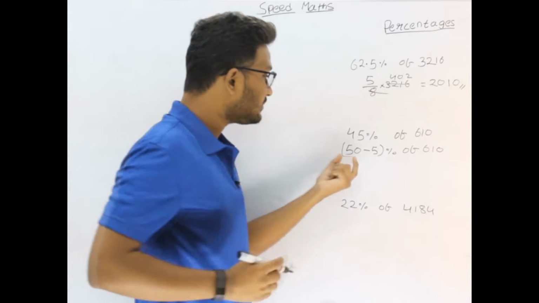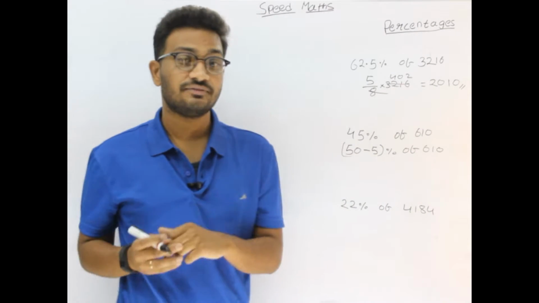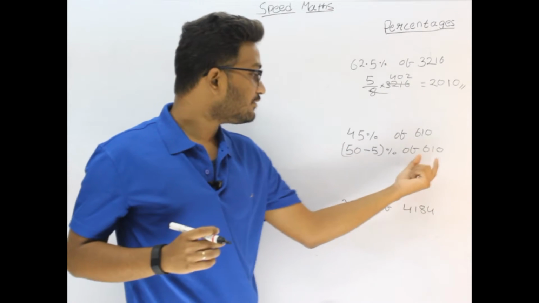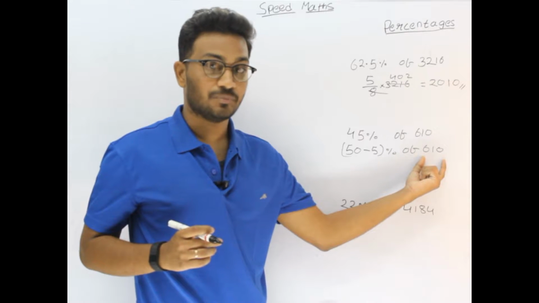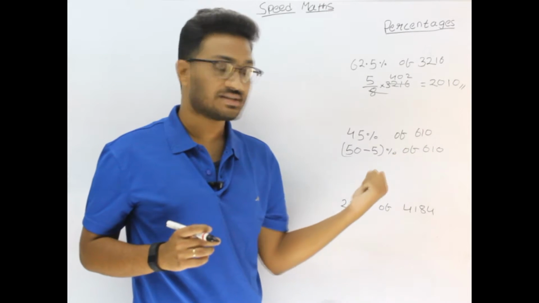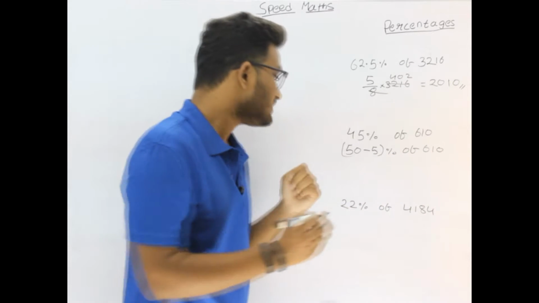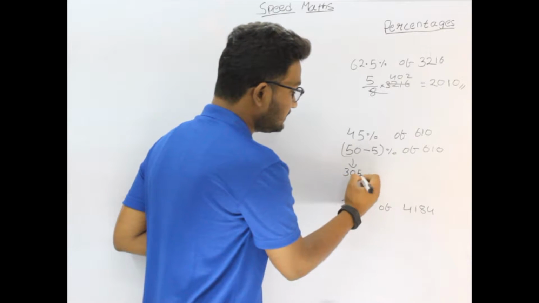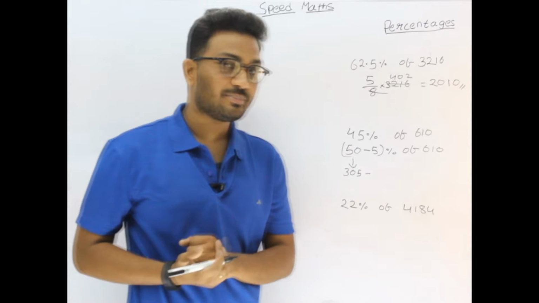So what is 50% of 610? We all know that the fractional equivalent of 50% is 1 by 2. So we have to directly halve this 610 value. Then we will get 50% of 610, which is 305. Now, what is 5%?